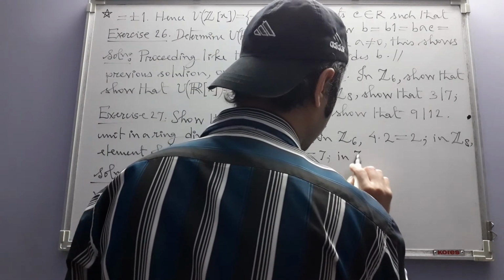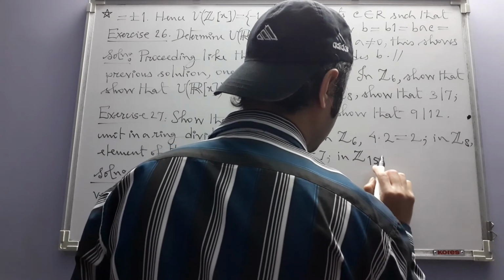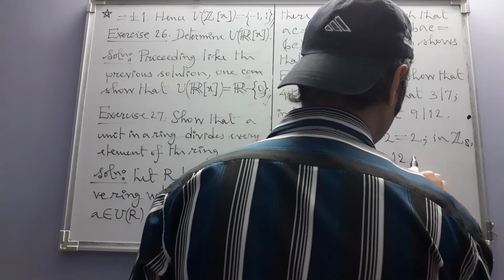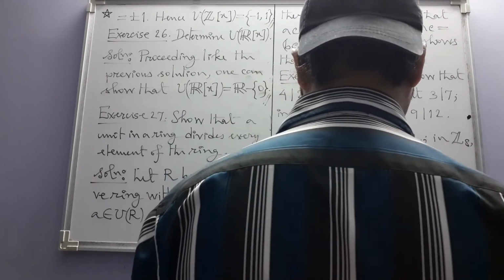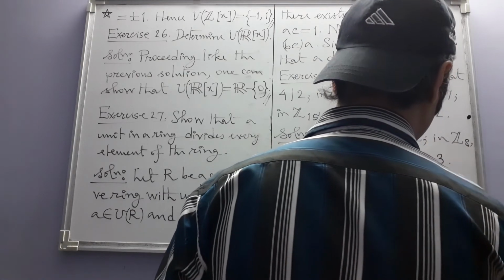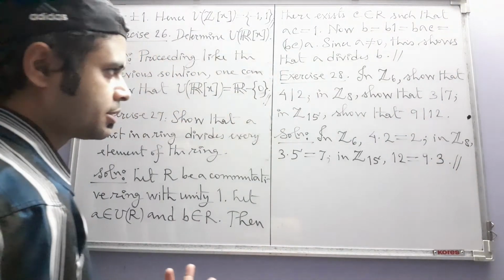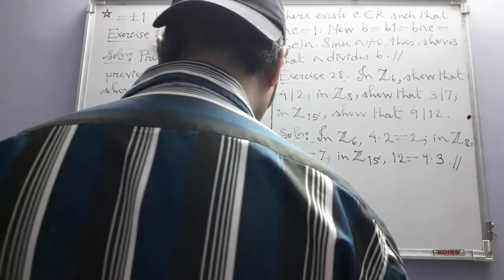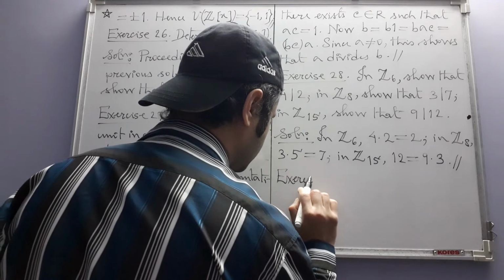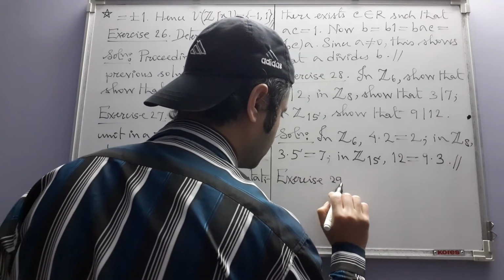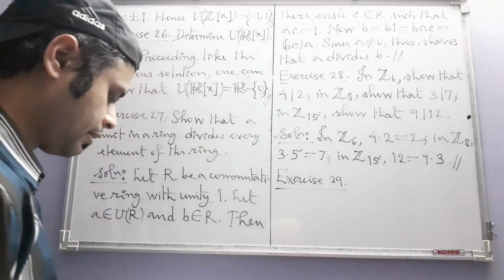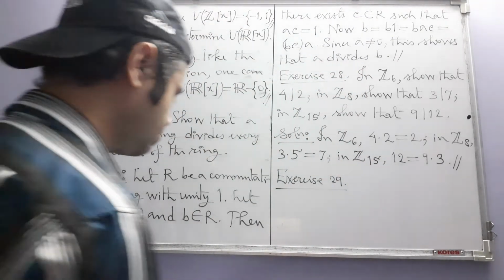And in Z15, 12 is equal to 9 times 3. So that's just it. Let us do one more. For this one, the answer is given in the text itself.